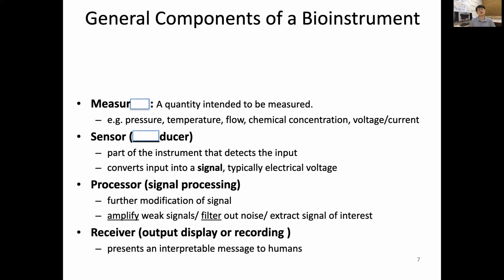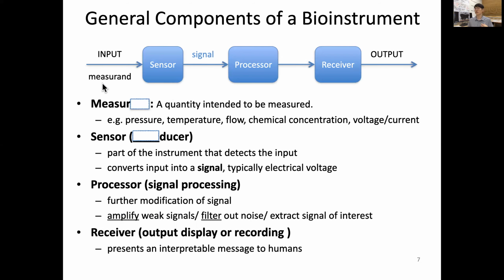So now let's discuss the general components of bioinstruments. Here is a diagram showing them. We have an input, which we call the measurand. A measurand is a quantity that is intended to be measured. For example, we may want to measure blood pressure, patient temperature, blood flow, chemical concentration, or voltage and current. Those are the measurands, and they can be measured by a sensor.